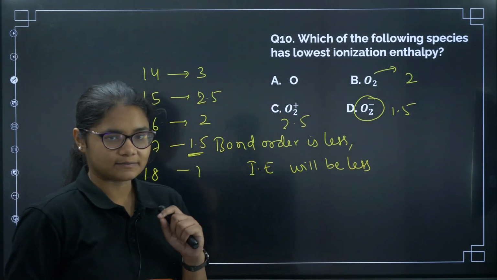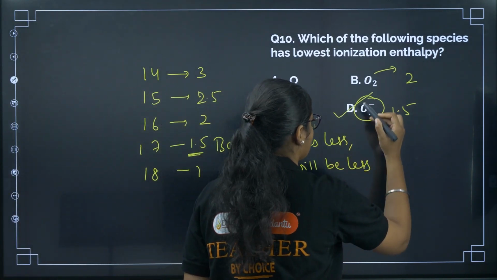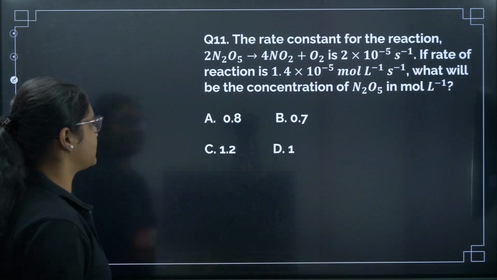So since the bond order is minimum, it is very easy to break them. So the least bond energy will be for O2 minus. Correct answer will be option number D. Okay. Now let us see the next question.